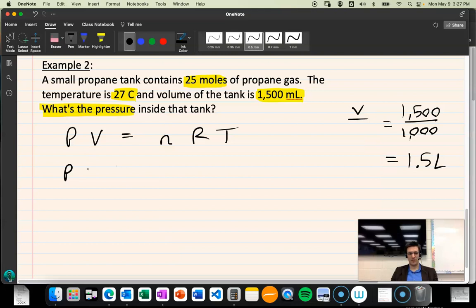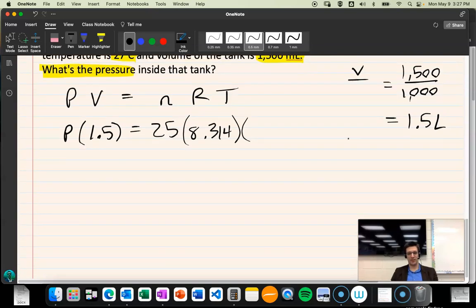Good. Now I have V. That's 1.5. I did P. I did V. There's the equals. N. Already in moles. I'm happy about that. I don't have to convert that one. R. Always stays the same. 8.314. Don't have to do anything with that. T. Celsius, not Kelvin. Uh-oh, we've got to convert.